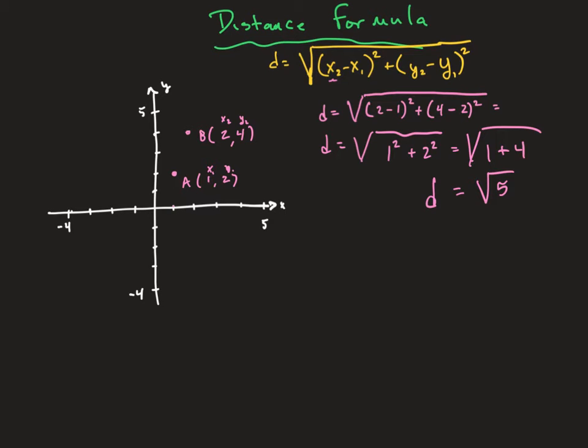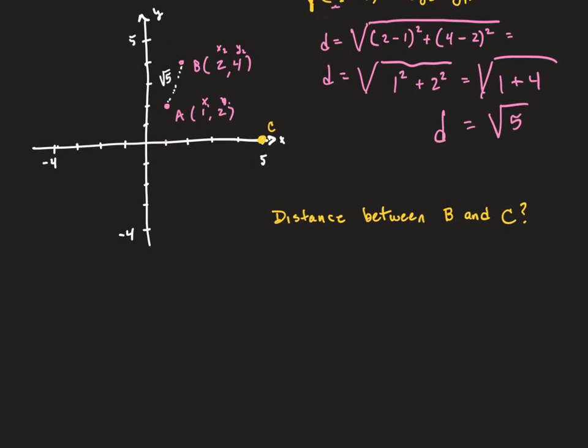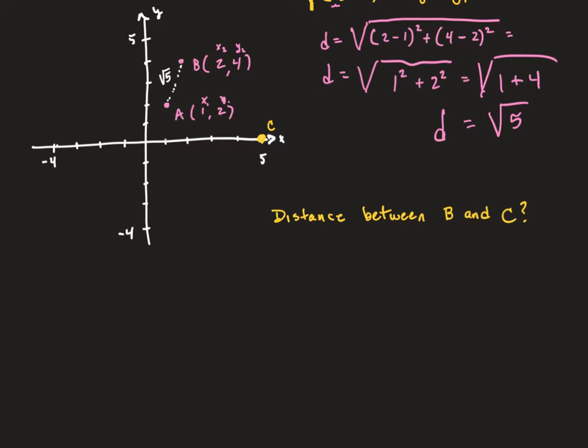So this distance between right here, that is going to be the square root of 5, plugging the values in and simplifying using the distance formula. And if you wanted to find out the distance between point B and point C, stop the video and give it a chance, or plug it in on your own and then check your answers.